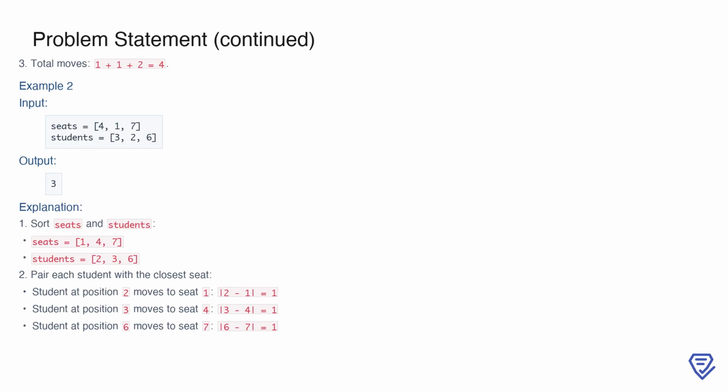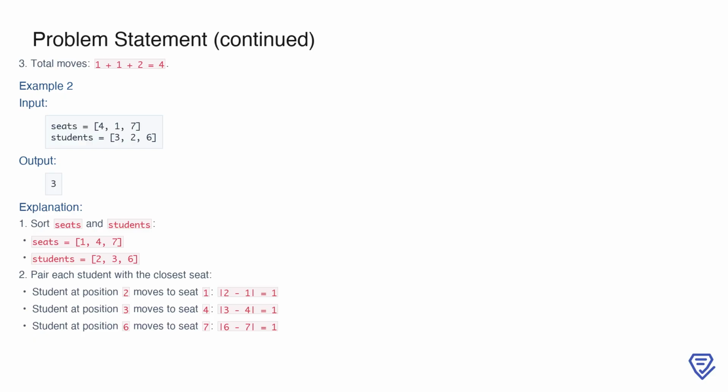Let's consider another example. Here, the seats array is [4, 1, 7], and the students array is [3, 2, 6]. After sorting the arrays, seats becomes [1, 4, 7], and students becomes [2, 3, 6]. We then pair each student with the nearest seat.